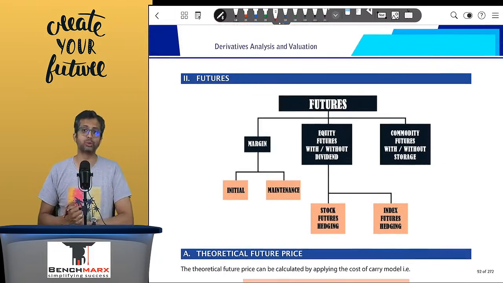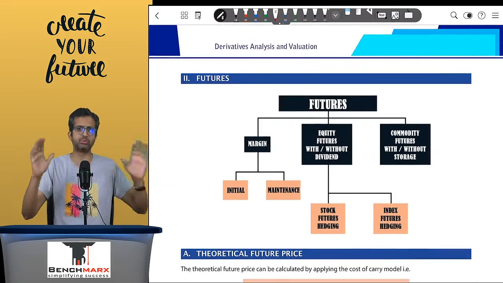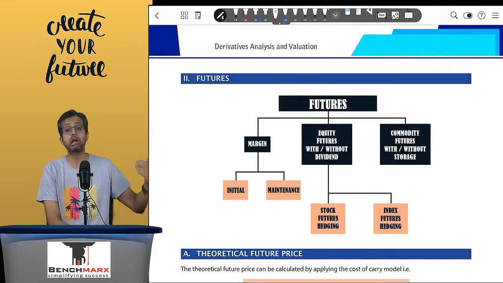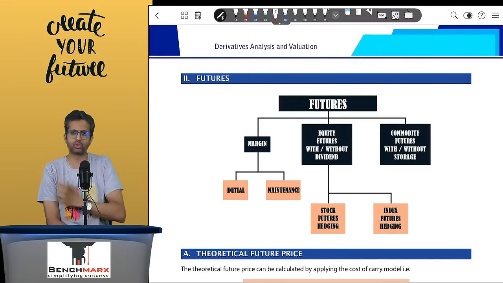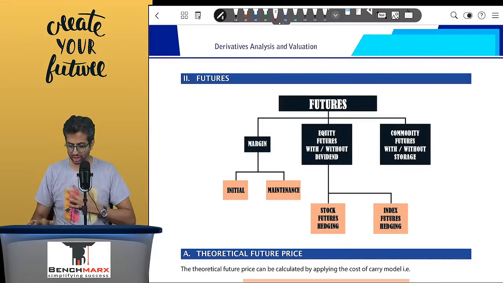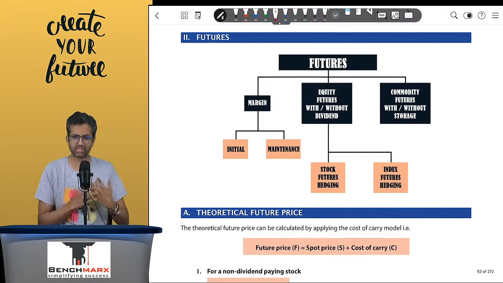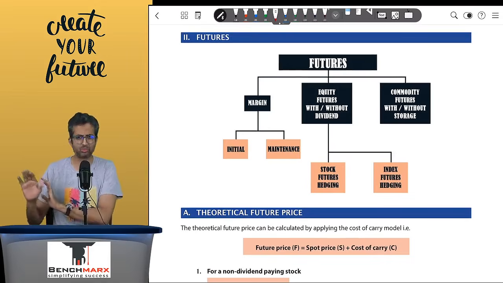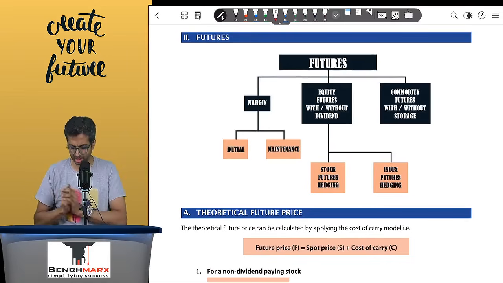First, we'll start with futures. Within futures, from an exam perspective, I would say index future hedging is the most important. So if a sum comes, it is largely likely to be on index futures hedging, though we would study concepts like margins, stock futures, commodity futures, etc. as well. So over here, we have a summary regarding futures. There's something called margin, which is a deposit. So over here, we'll do margin probably in some time.